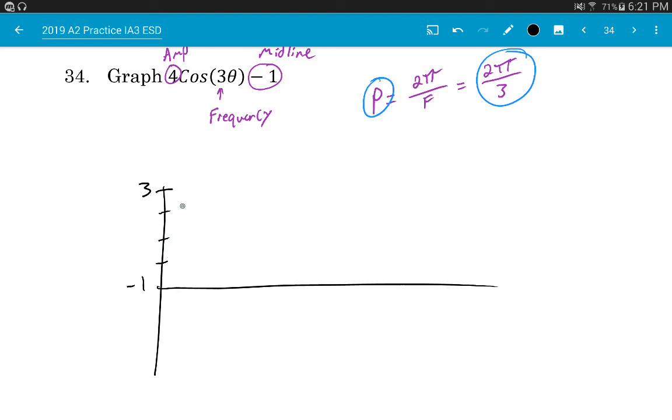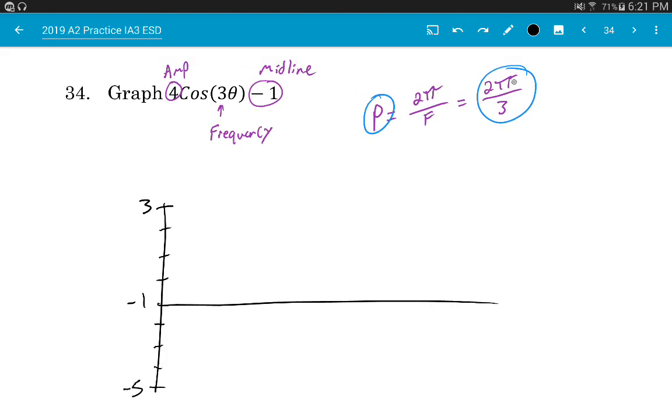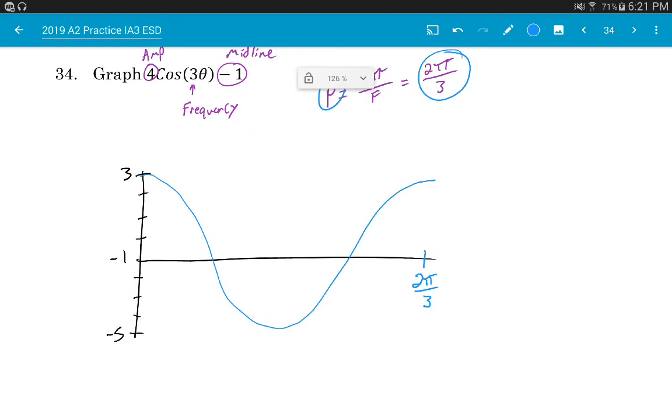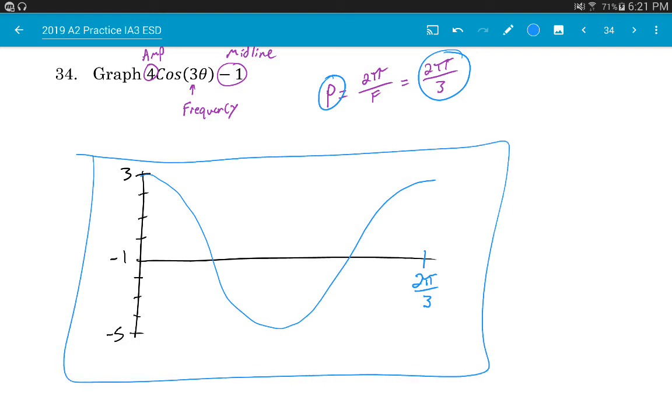0, 1, 2, 3. Yep. And negative 2, negative 3, negative 4, negative 5. So I've used the midline and I've used the amplitude so far. The period is 2 pi over 3. That means that 2 pi over 3 is the end of where I get one full cycle. And that's a perfect graph. I've used the frequency through period, I've used the midline, and the amplitude. This is full credit.